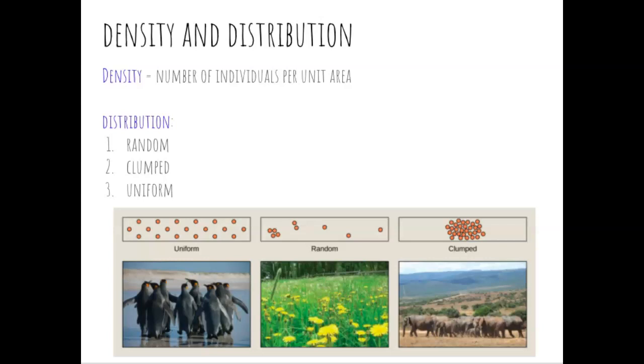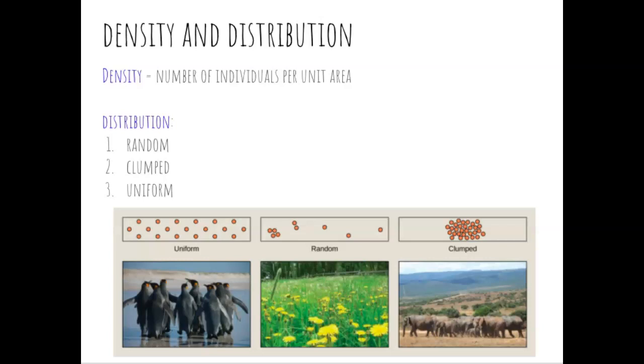Random distribution would be where the space between one member of a species and another member of the species is just random within their environment. So it's not based on competition or anything like that. It's just sort of randomly determined where individuals are found within that environment.